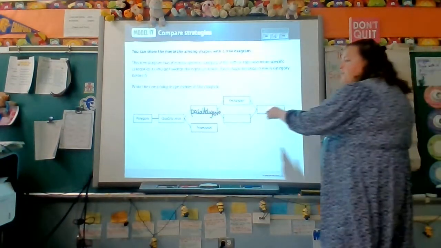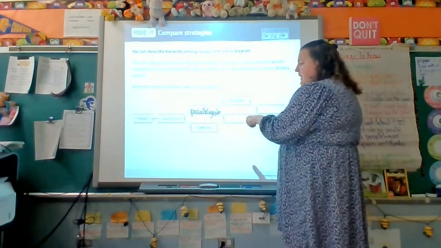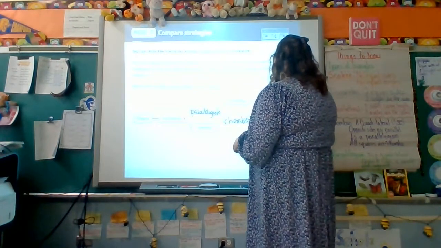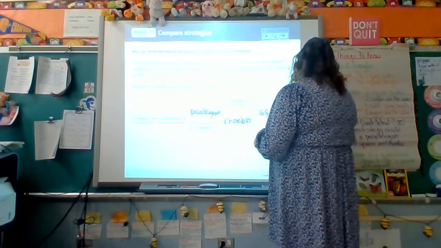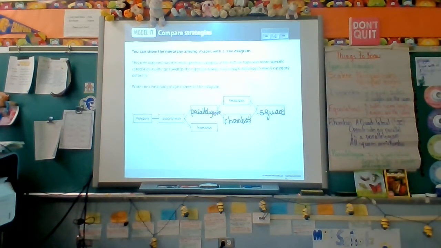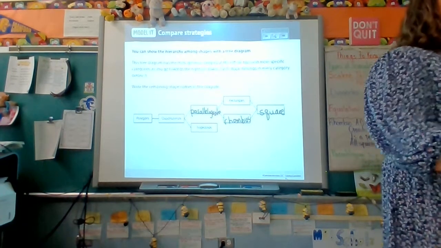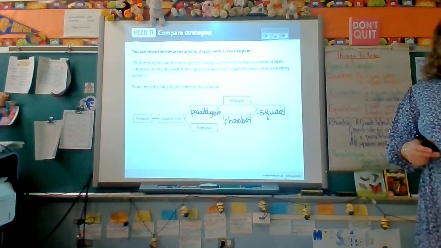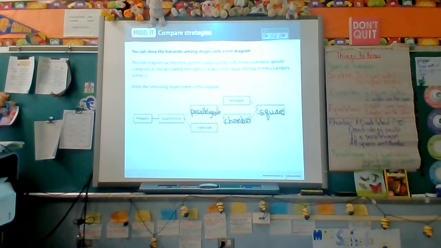And then parallelograms, we said, were rectangles and rhombuses. And square just loves qualities of everybody. So square is at the end. This is still considered a tree diagram. It's just showing it to you horizontally versus vertical. There's no right or wrong. It's whatever your preference is. Some of you may like the Venn diagram better than that, and that's fine too.